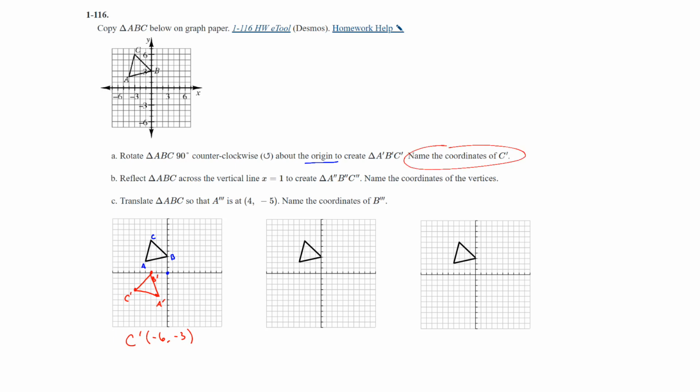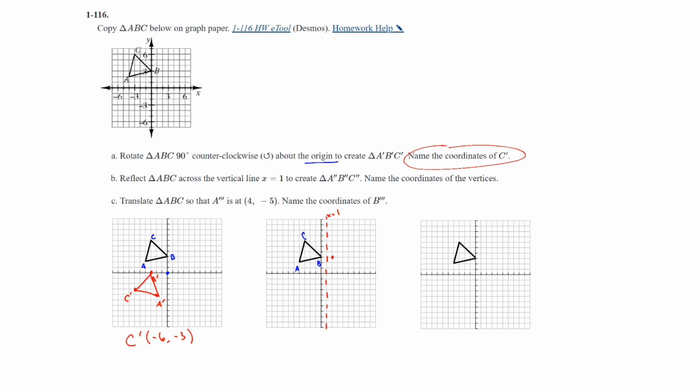Also, don't forget it does say name the coordinate of C prime. Reflect triangle ABC for part B across the vertical line x equals 1. So let's go ahead and get in the vertical line x equals 1 since that's where we're going to be reflecting. To create new triangle, A double prime, B double prime, and C double prime, name the coordinates of the vertices. We'll be naming all the coordinates. I'm going to go ahead once again and label the triangle so we know this is A, B, and C. And then now we're just going to reflect it.